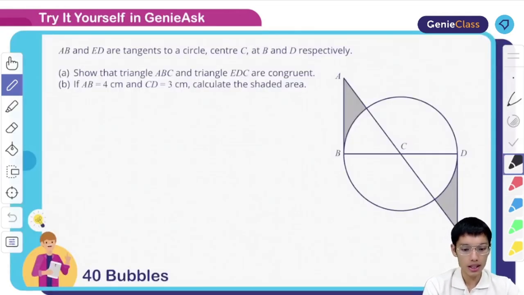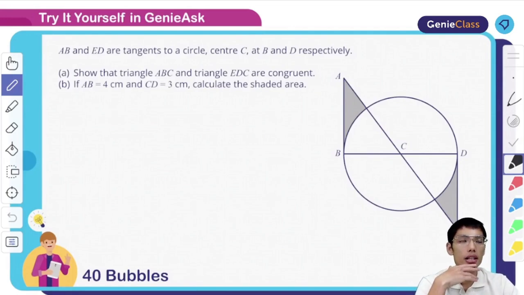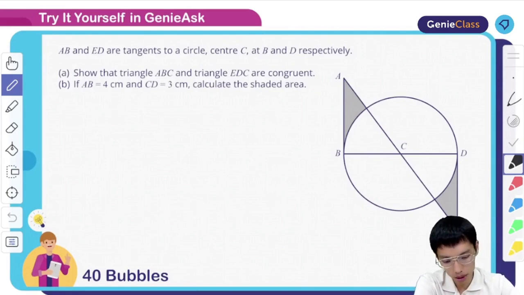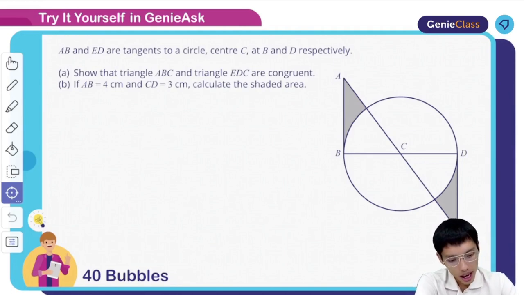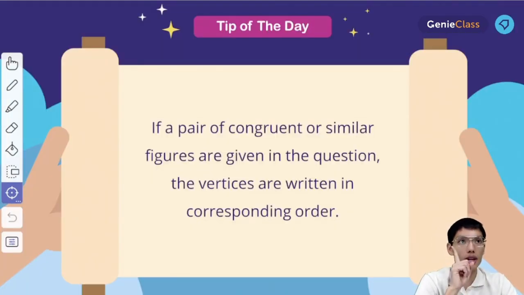With that, that is actually it for today. There's a Genie Ask Questions. Try it out accordingly, very similar to what we have gone through before. Do give it a shot. 40 bubbles up for grabs. Not only can you recap our concepts, you can also get bubbles, maybe to redeem a gift for Father's Day. It's coming soon. And the tip of the day, very important, which we went through before but just a recap: if a pair of congruent or similar figures are given in a question, we have to write them in the corresponding order. A habit that was referred to in the previous worked examples and bubble questions as well.